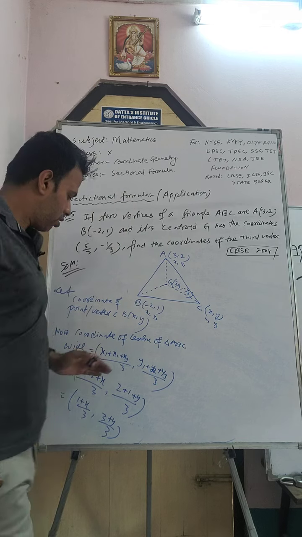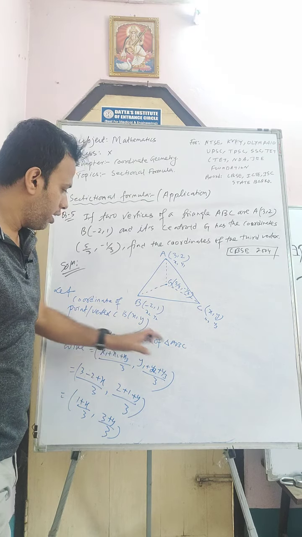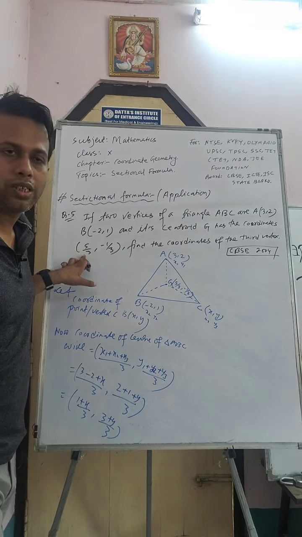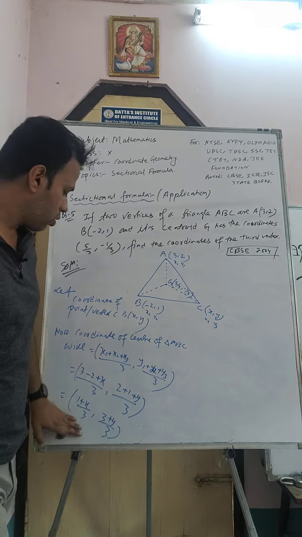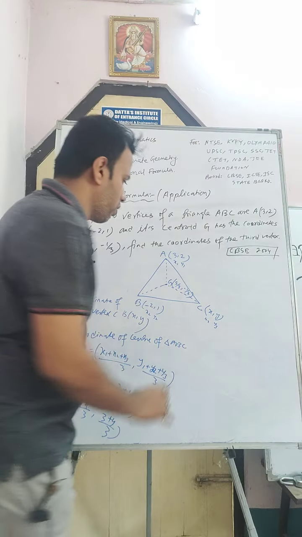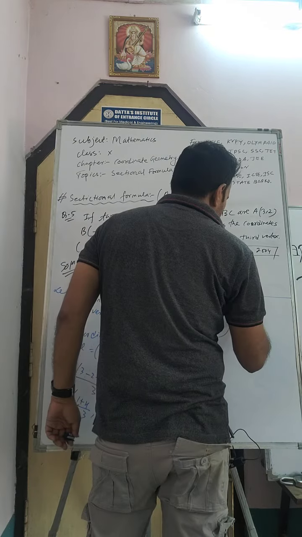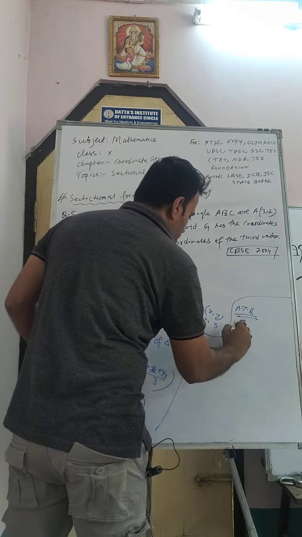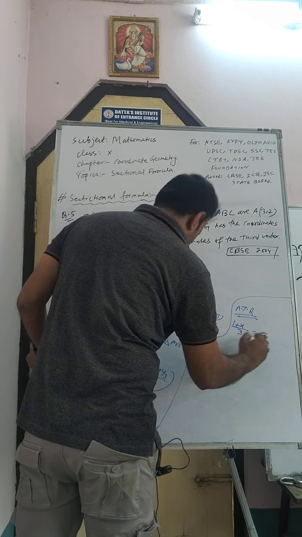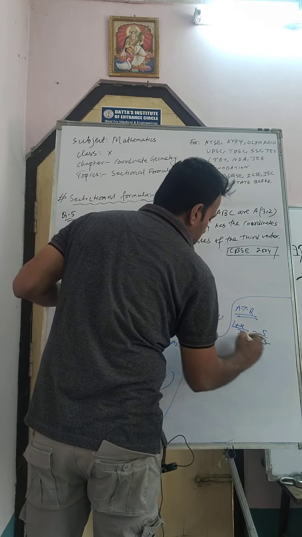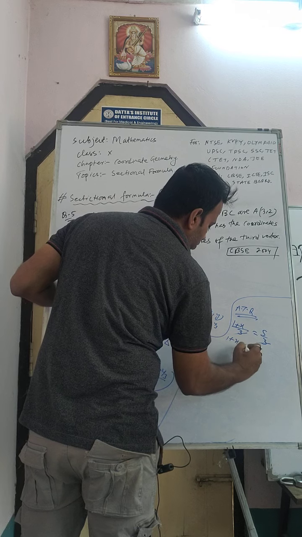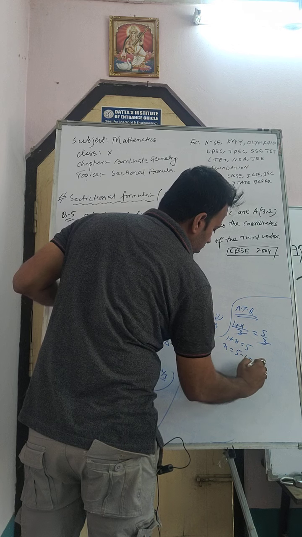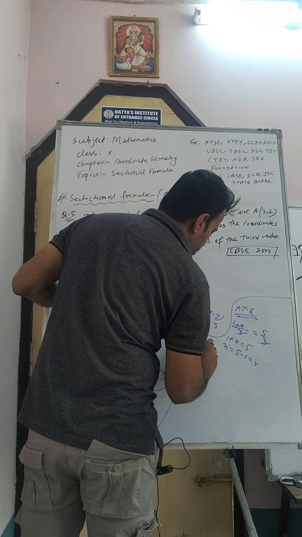Now the centroid of triangle ABC came out as this one, and the centroid given in the question is this one. So this coordinate and this coordinate will be equal. According to the question, 1 plus x by 3 is equal to 5 by 3, 3 will cancel, so 1 plus x is equal to 5, so x is equal to 5 minus 1, that is 4. So x equal to 4 came out.